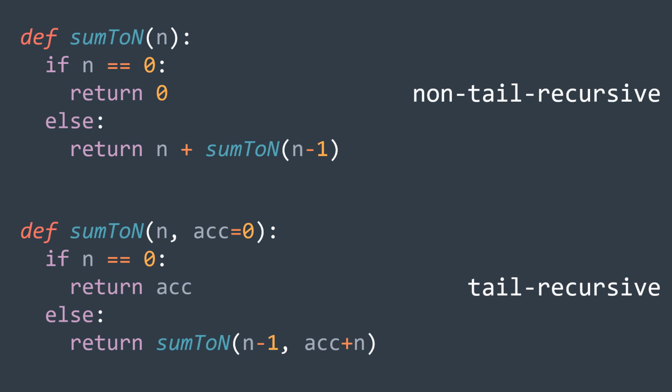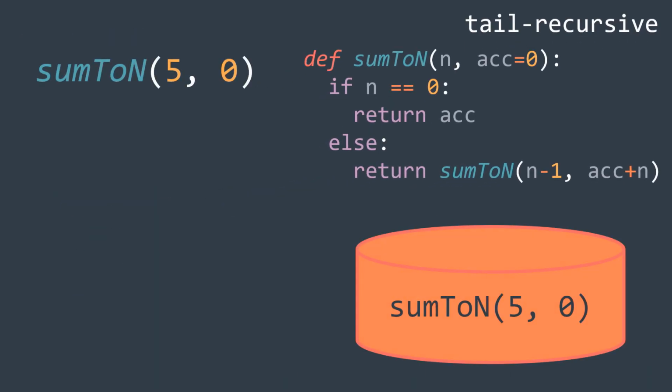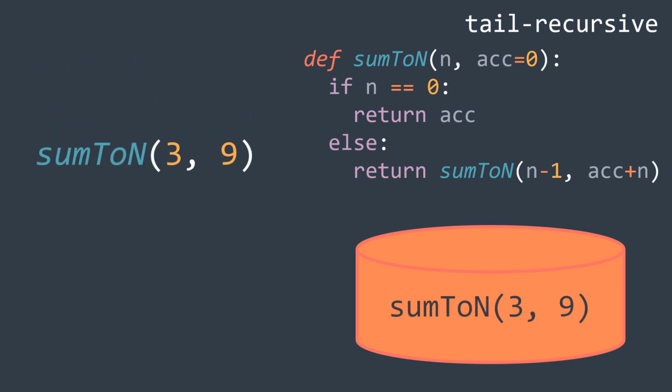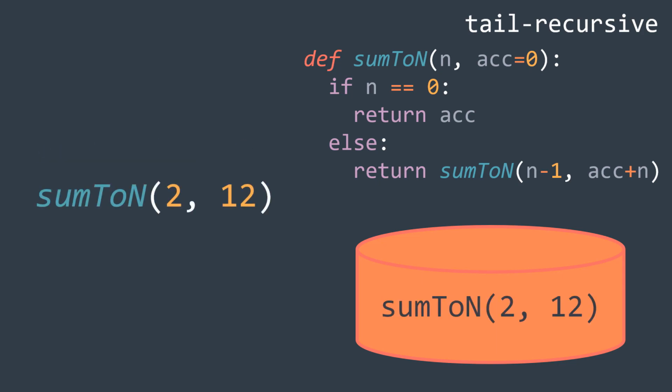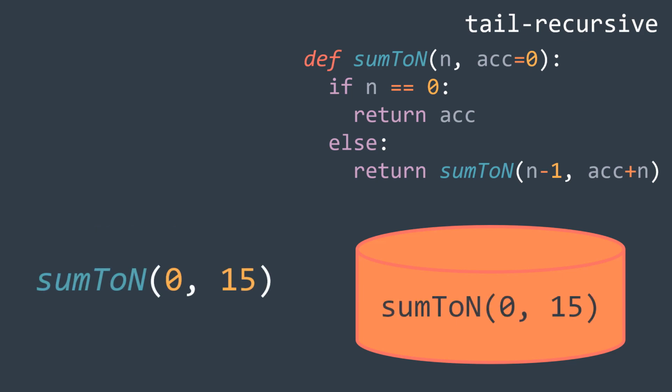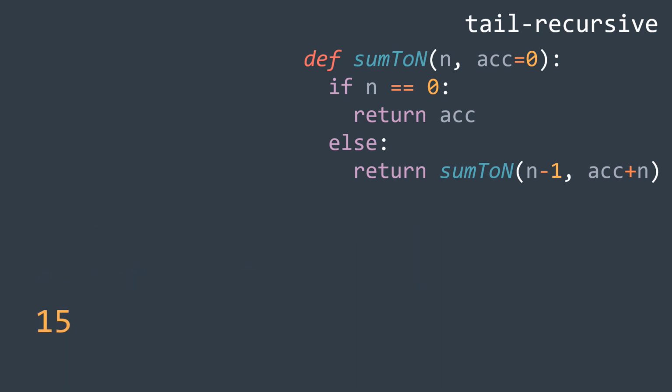If we call this function with n equal to 5, the initial call would be sumTo(5, 0). Then it returns sumTo(4, 5), which returns sumTo(3, 9), which returns sumTo(2, 12), which returns sumTo(1, 14), which returns sumTo(0, 15), and here n is 0, we return acc, which is 15. And the thing is that this 15 gets returned directly to the function that called the initial function call without passing through all the recursive calls we did.